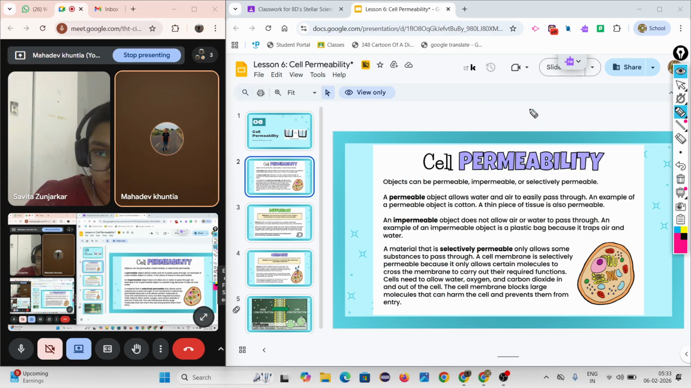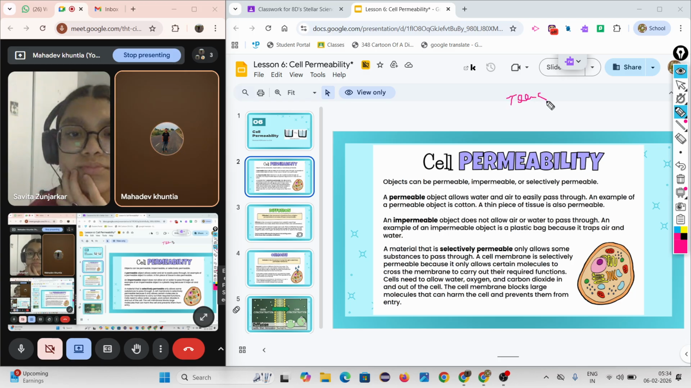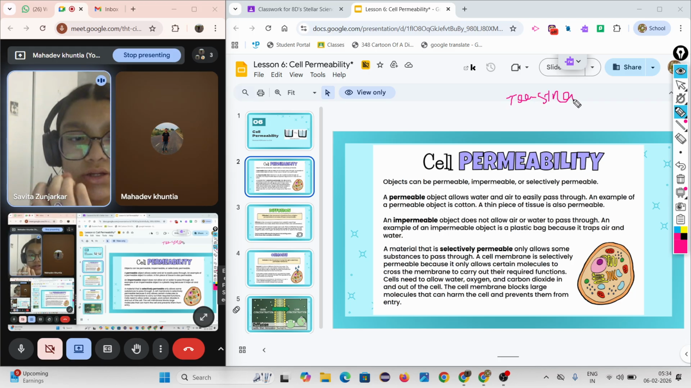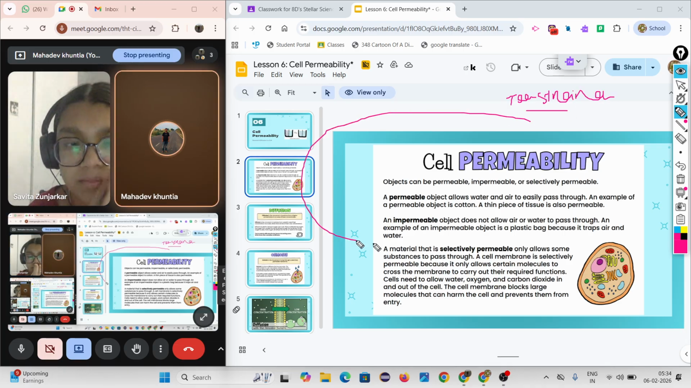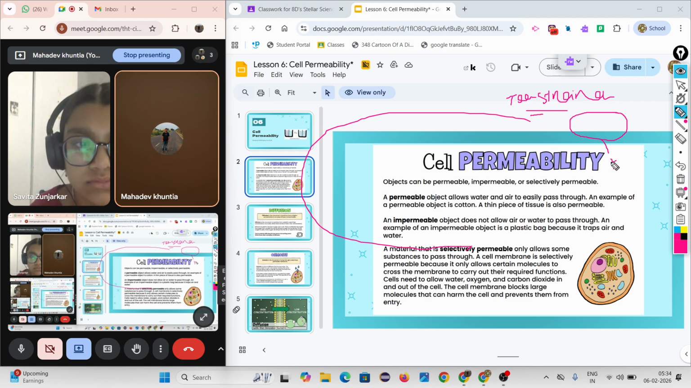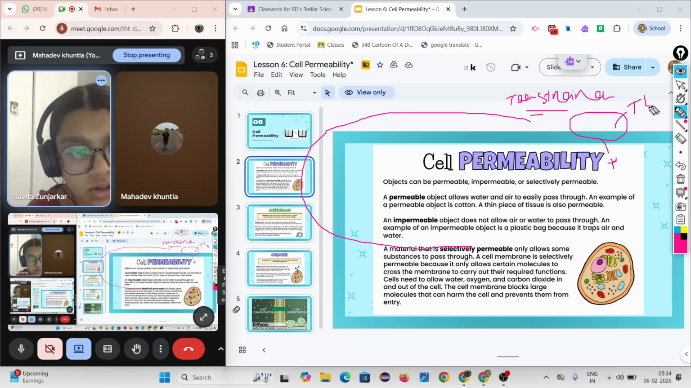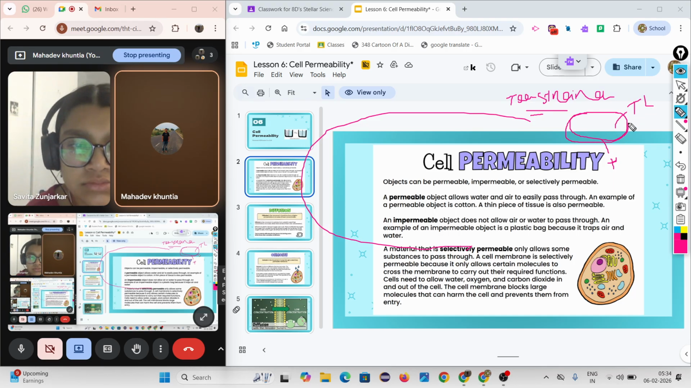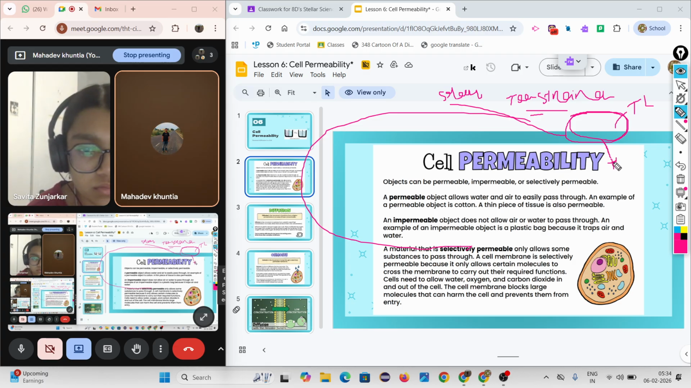Or a tea strainer. The tea strainer is the best example of selectively permeable. Whenever you are making tea, after making tea, you use a tea strainer to separate the tea from the tea leaves, na? Yes. So this tea strainer is called selectively permeable. Selectively permeable means some selected material can pass through it. Okay, do you understand? Yes.